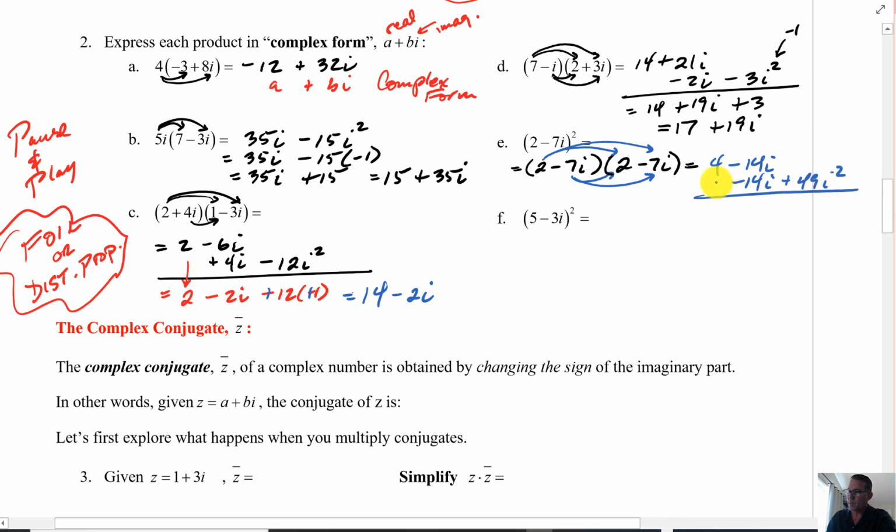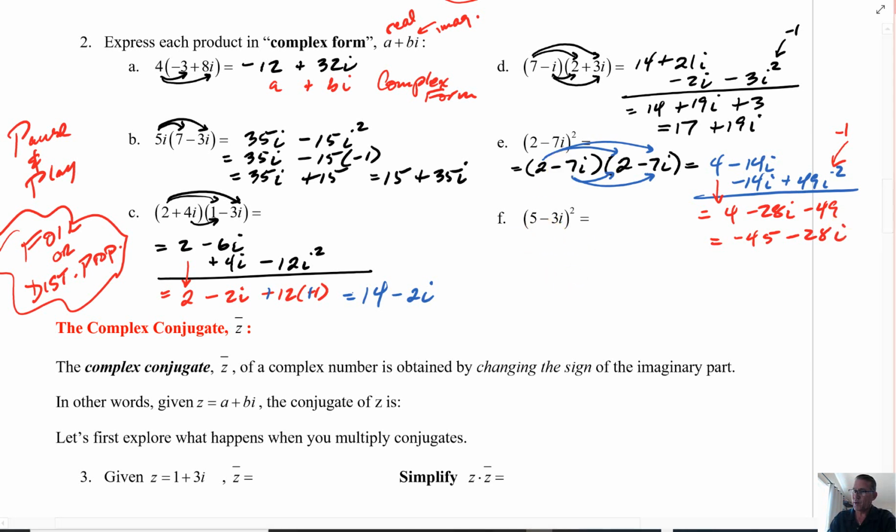So what do you get? You get 4 here, minus 28i, and then a minus 49. Because again, this i squared is negative 1, and 49 times negative 1 is negative 49. So be careful there. And then you get 4 minus 49, which is negative 45, minus 28i. And there's your complex form.